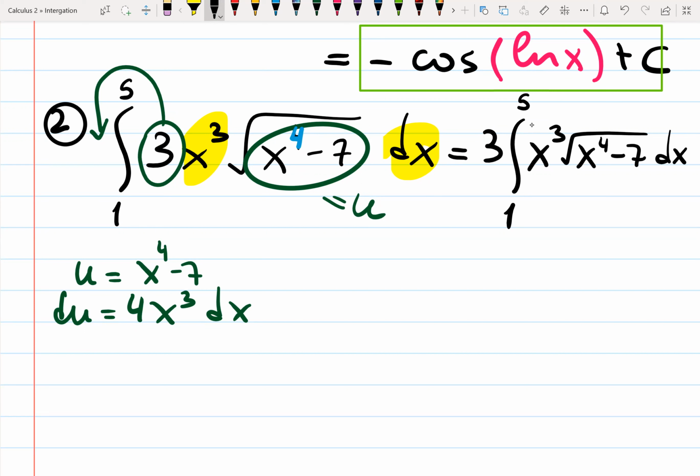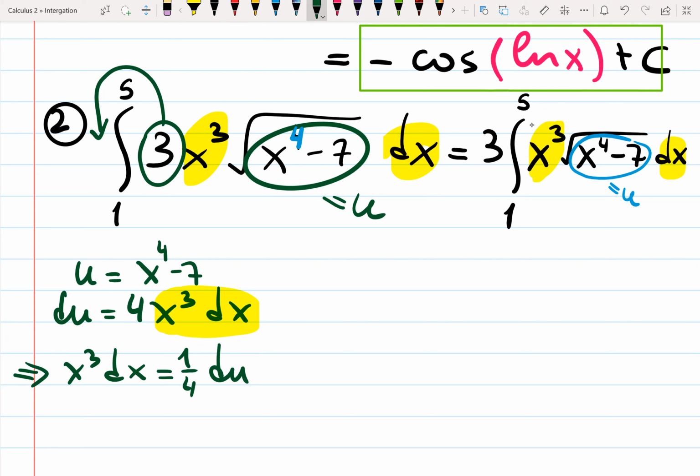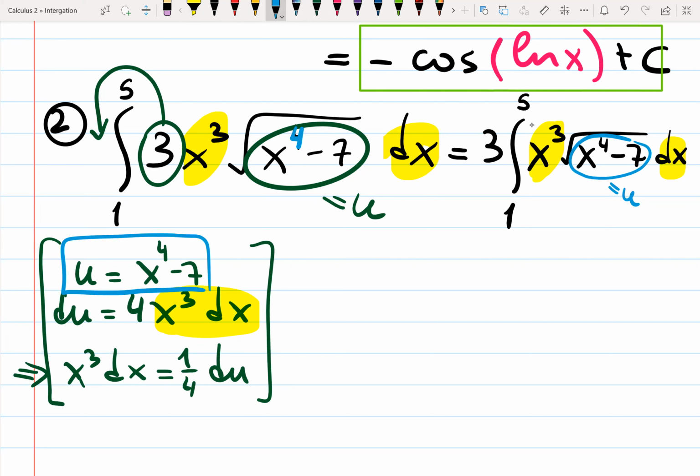So now I see, if I already decided that inside this thing will be u, then what is missing? Now I have square root of u. I need to change x cubed dx. So I will solve for x cubed dx from the second equation. That is the idea. From the second equation, x cubed dx is 1/4 du. Plugging equation number 1 and equation number 2 into the integral and hope for the best.